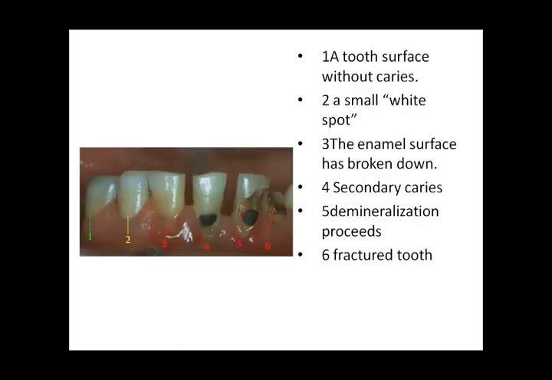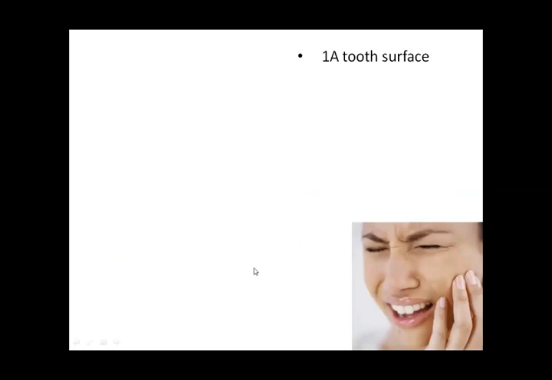Now you see picture one is the tooth surface without caries, showing how this process actually occurs. Then a small white spot forms initially. Third step, the enamel surface will be broken. At the fourth step, secondary caries will occur. And then at five, demineralization occurs and all this other caries will occur. And six, you see the whole tooth is fractured. So this is how it progresses.